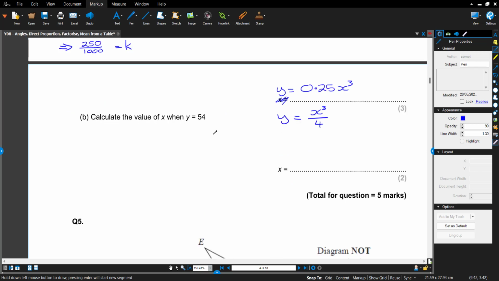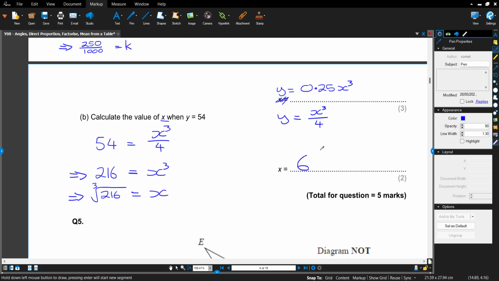And that's it. Calculate the value of x when y equals 54. So we're going to say 54 equals x cubed over 4. It's going to be pretty easy. That implies you multiply across by 4 to get rid of divide by 4, because we want x. So you're going to get 216 equals x cubed. Now, if you're very good, you'll know that 6 cubed is 216. Anyway, maybe you don't know that. So you just want to get x. Well, it's the cube root of 216. So it means x equals 6. And that's it. You do it on a calculator.